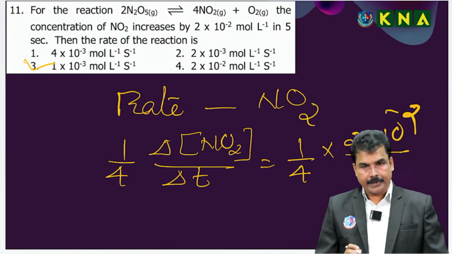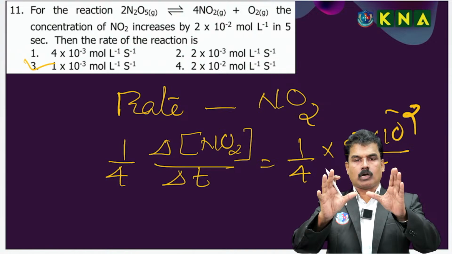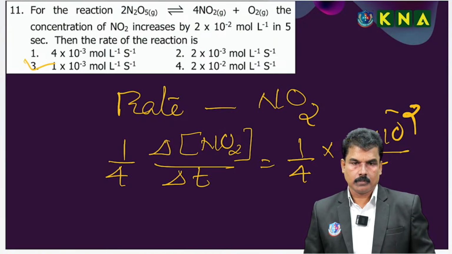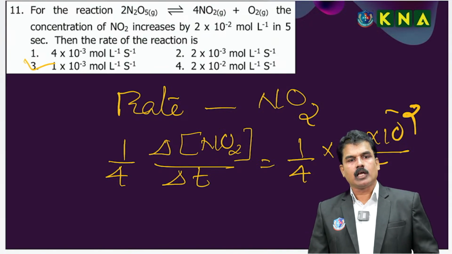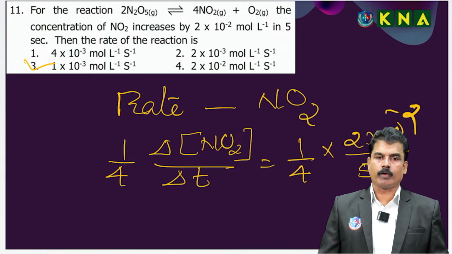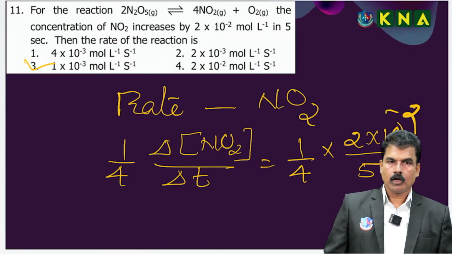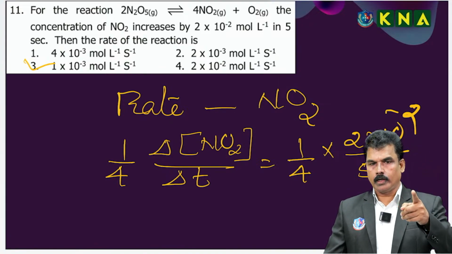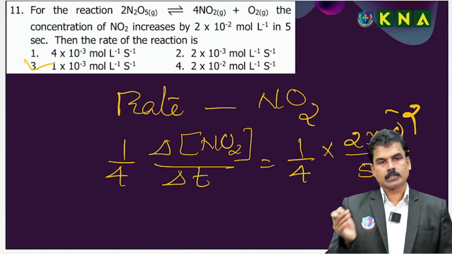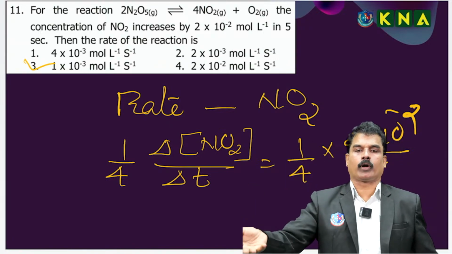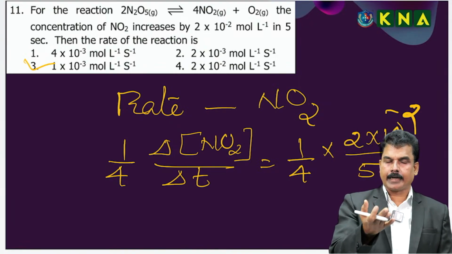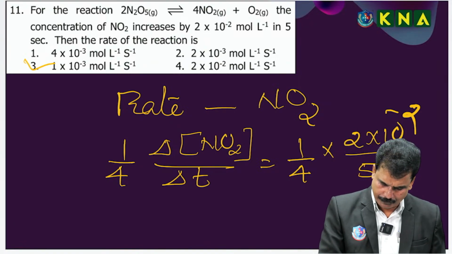Clear? Rate is equal to direct formula, change in concentration by change in time. Rate we are always calculating per mole. So for 1 mole, 1 by 4. If you are calculating with the N2O5, then you have to write 1 by 2 change in concentration of N2O5 by change in time. For O2, no need of fraction, 1 mole only, but delta of O2 by delta T. All are same, because how much reactant is reacting, that way only product will be forming. Matter can neither be created nor be destroyed. So we can calculate rate either with the reactant or with the product.